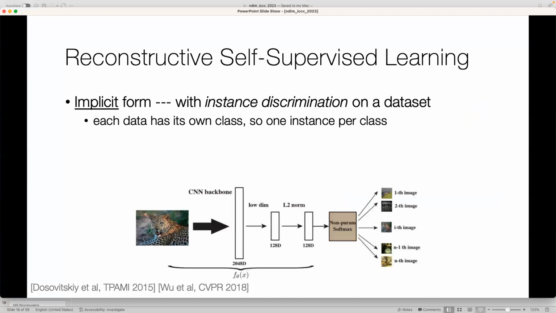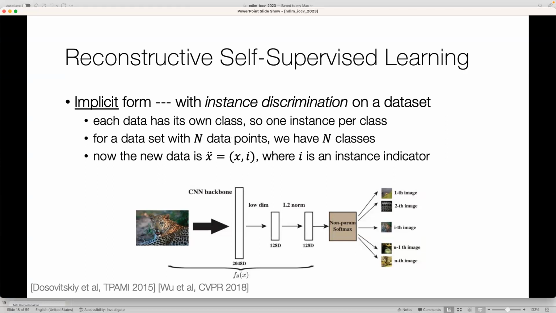So the instance discrimination idea is very simple. Now you're not just looking at one image, you're looking at images from an entire data set. And because for self-supervised learning there's no label, the simple idea is to not just predict the class labels, but try to predict the data IDs. So each data is becoming its own class. One instance per class. And if we have 10,000 images in this data set, we'll have 10,000 classes.